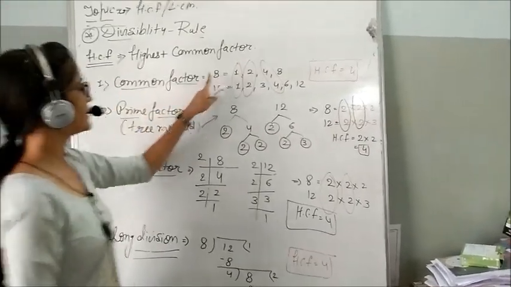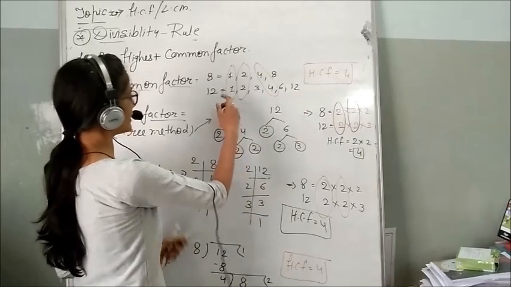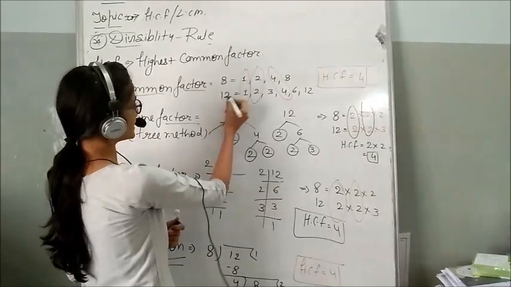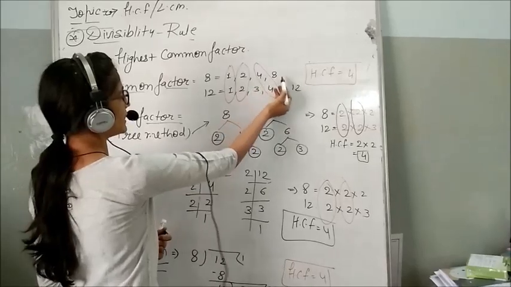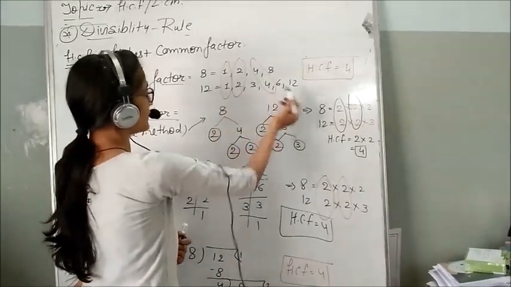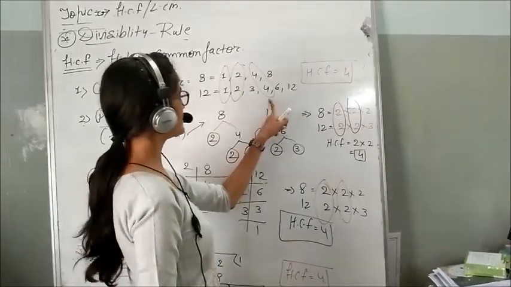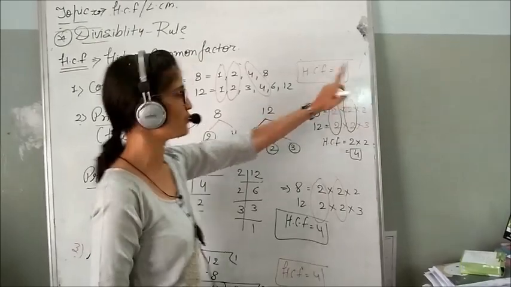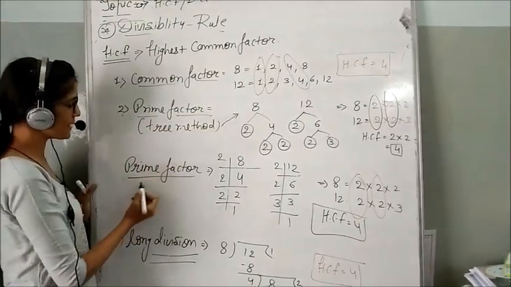Now the common factor method for 8 and 12: we just write all the factors and then find the common factors. Like the example of 8 and 12. The factors of 8 are 1, 2, 4, 8. And the factors of 12 are 1, 2, 3, 4, 6 and 12. Now the common factors are 1, 2 and 4. The highest common factor is 4. So the HCF is 4.